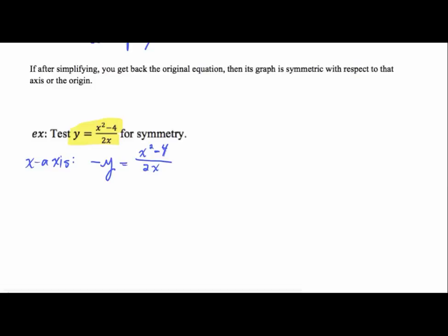Okay. So this is not equal to, or not the same as, the original equation. So its graph is not symmetric about the x-axis.